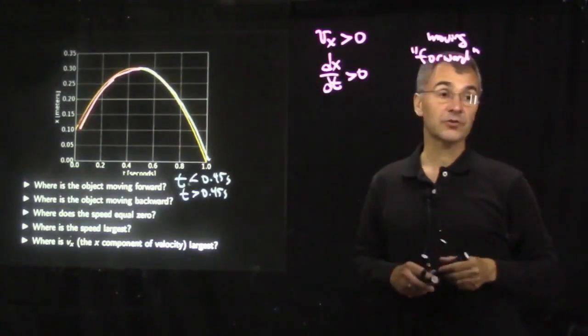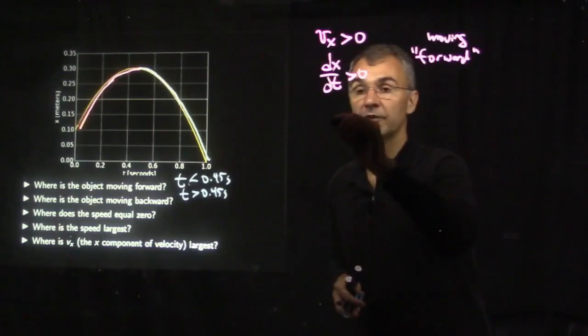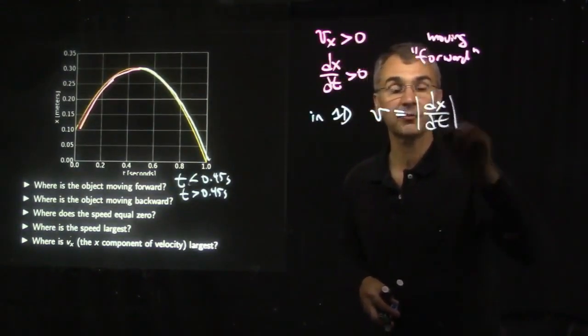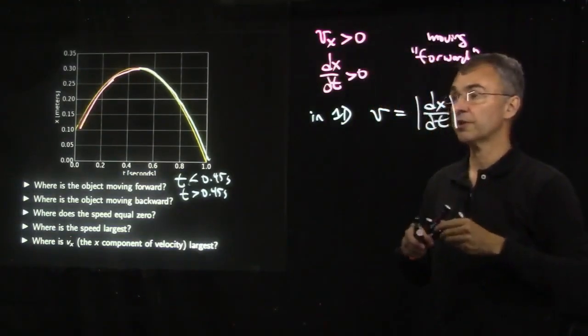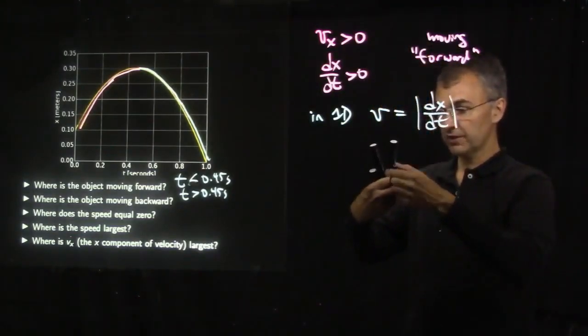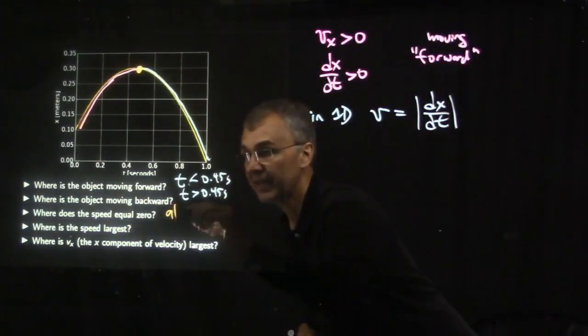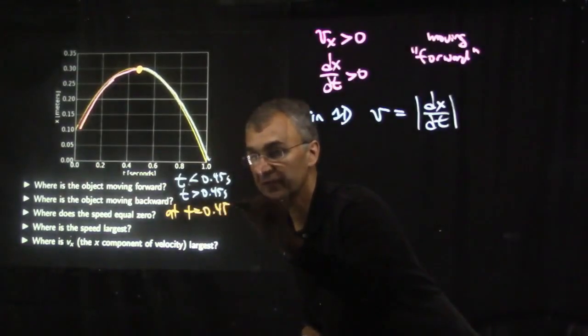Where does the speed equal 0? Oh, we know that in one dimension, the speed is just a magnitude, the absolute value of dx by dt. So that's the absolute value of the slope. So where does the slope appear to be 0? I think there's one point where the slope is 0, and that is here. So this is at t equals 0.45 seconds.